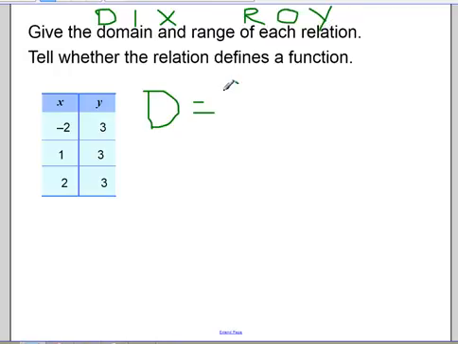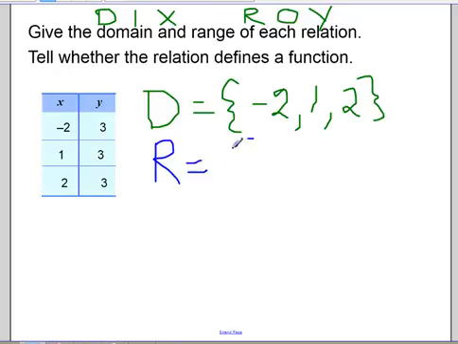So your domain is a set of all the X values that you can plug into this function. The X values are -2, 1, and 2. The range is all of the y values. And here the y values are all 3. And that's okay. As long as you don't have any repeated x values that give you different y values, we can say that yes, this is a function.